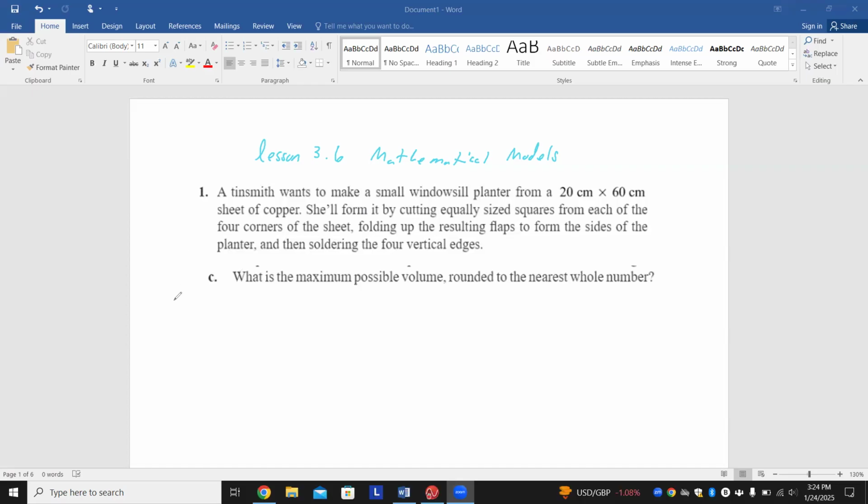But to go through this, you want to think about your process here. Since we're looking for the maximum possible volume, you've probably seen this problem a few times in your math career. You have a sheet of copper that's 20 by 60, and they want to take corners out equally to maximize your volume. We just don't know how much that is. So these perfect squares are going to be x by x all the way across.